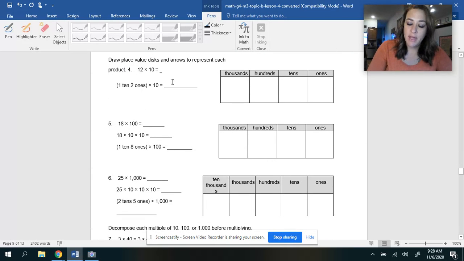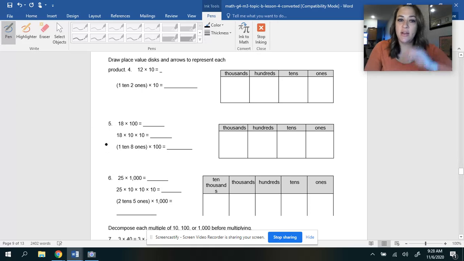Multiplying 2 digits by 2 digits. We're still multiplying by tens, okay? But now we have 12 multiplied by 10. So I want you guys to see what that would look like in our place value chart. So they decomposed our 12. So our 12 became 1 10 and 2 ones. So we have 1 10 and 2 ones, okay?